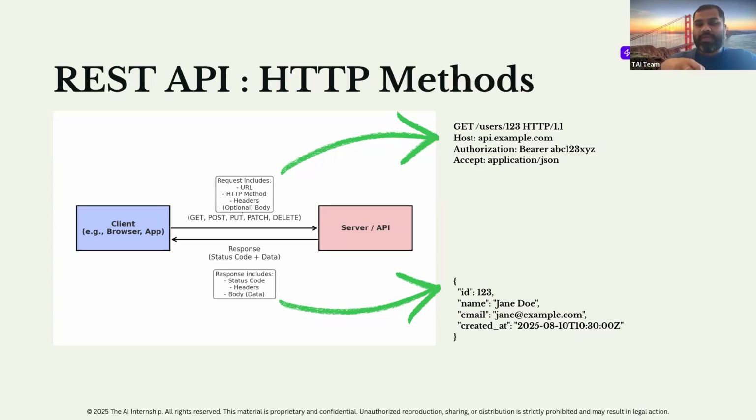REST API is built on top of HTTP methods. You don't have to use HTTP to build RESTful APIs, but it's the most common way. HTTP methods are things like get, post, put, patch, delete. These are different ways that you can call a server and get some information back. HTTP is a protocol, whereas REST is the architecture built on top of that set of protocols.